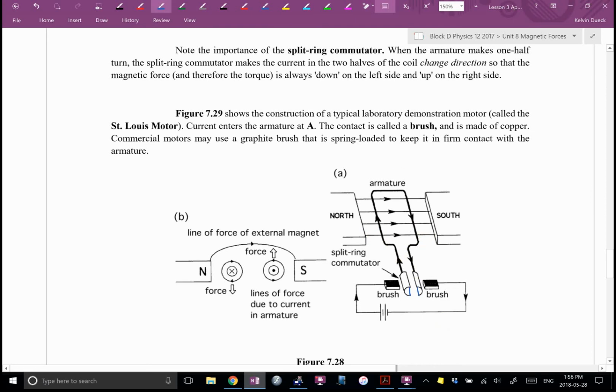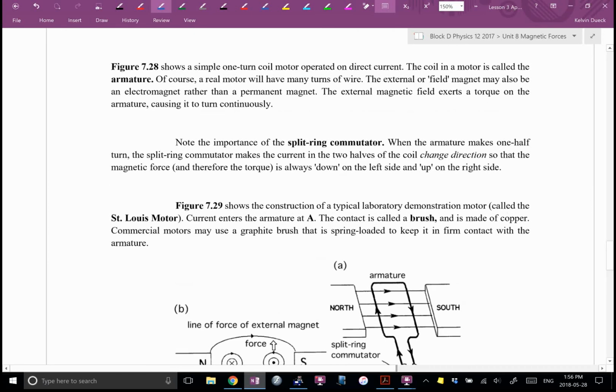Let me walk you through it all. It's going to be complicated, but it'll make sense. Trust me. Okay? So read along with me. It says this. The coil in the motor is called the armature. That's a word I'm going to use. The armature is the thing that spins inside of the motor, and then you hook the armature up to an axle or to a toy or to whatever it is that you want to spin.